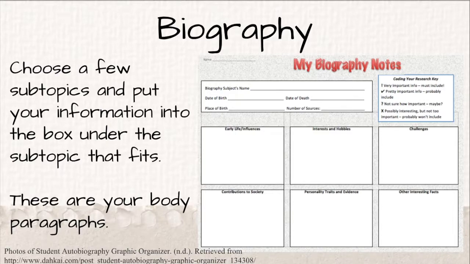What you'll want to do is look at the notes that you have and make your own subtopics. For example, if you have personality traits and evidence on your graphic organizer, but you look at your notes and you don't have any information about personality traits and evidence, there's no point in putting a blank box in your graphic organizer. You can pick your subtopics and organize your information into those subtopics. These subtopics will become your body paragraphs in your essay.